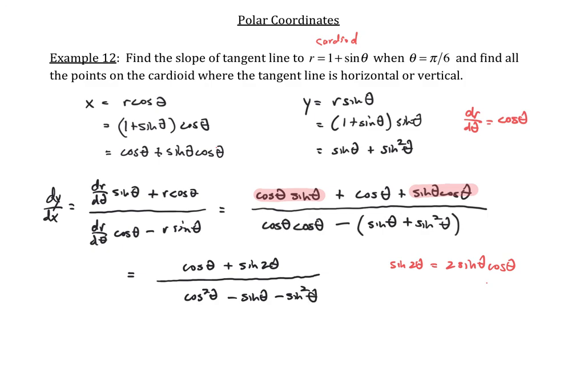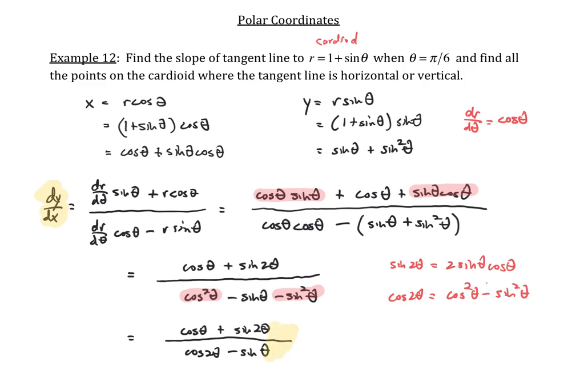So now I could use another double angle formula, this time for cosine. Cosine 2 theta is equal to cosine squared theta minus sine squared theta. So really, in the end, my derivative can be written as cosine theta plus sine 2 theta divided by cosine 2 theta minus sine theta. So this is our simplified derivative, and I will highlight that for you here.